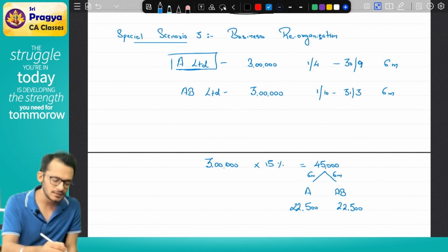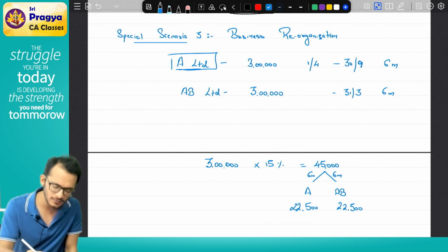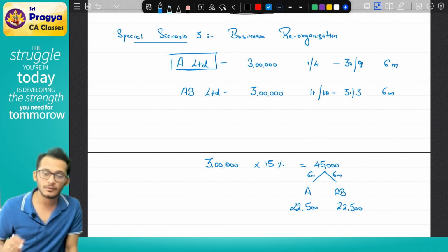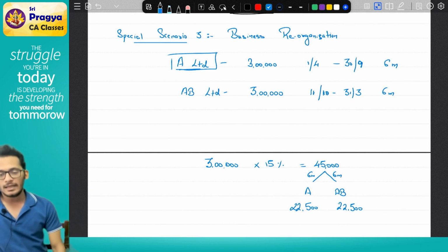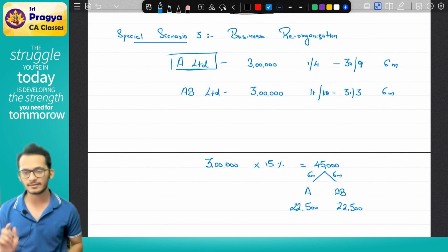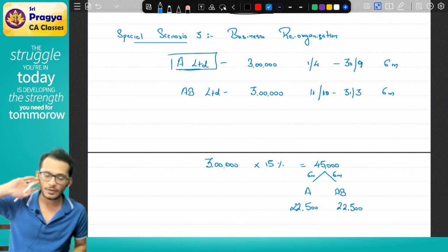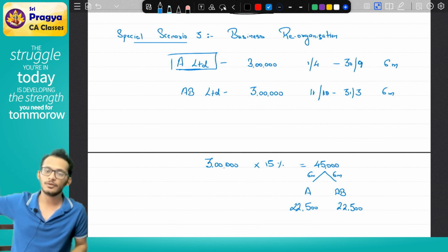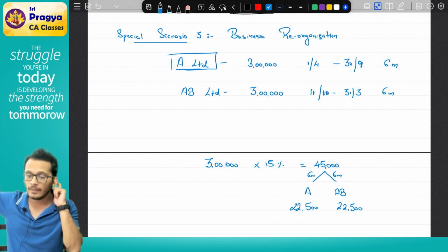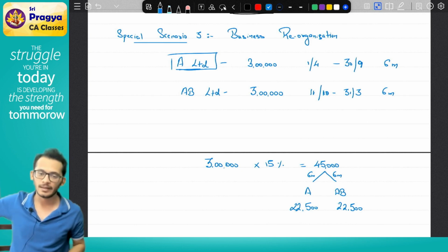Assume AB Limited had used this asset not from 1st October, but from 11th October. In that case, you will not do depreciation for 365 days, because understand, the asset was not there for 365 days. So you will find out the whole 45,000, and then you will find out for how many days A had it and for how many days AB had it.